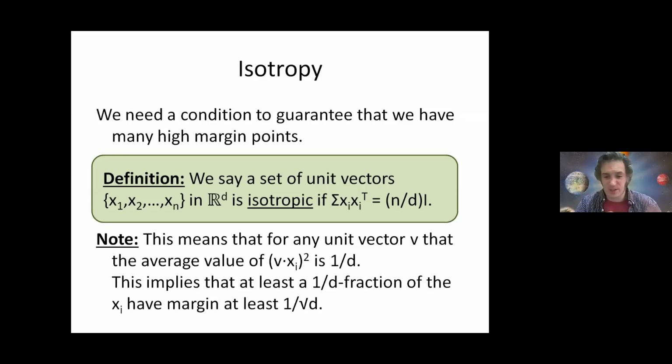And from this equivalent way of looking at it, this implies, maybe I need to add some constants here to make this actually true, that something like at least a 1 over d fraction of the x_i's need to have margin at least 1 over square root d. Because if you didn't have this, then the average value of (h dot x_i) squared would be too small. So if we can put our points in isotropic position, it guarantees that at least a reasonable number of these points have margin that's at least a reasonable amount.